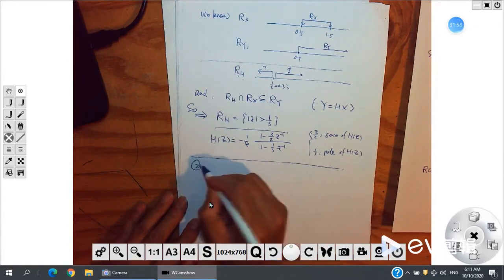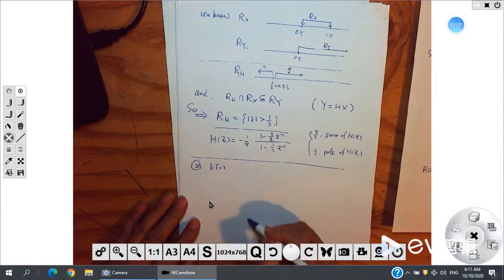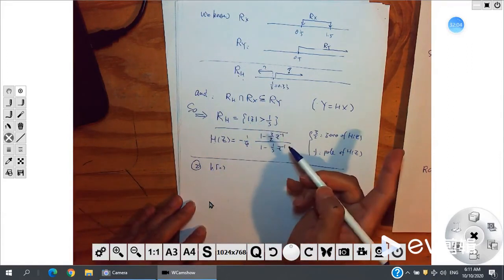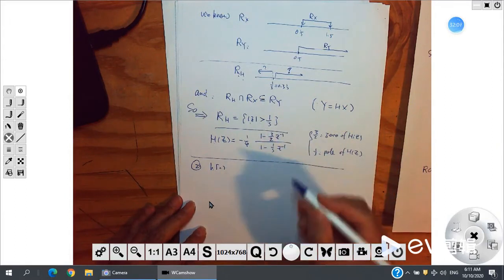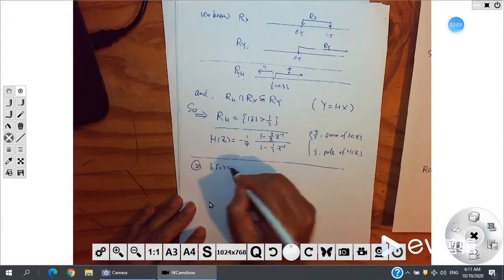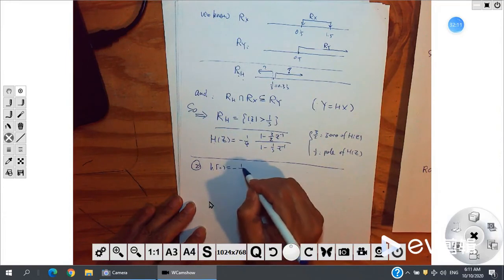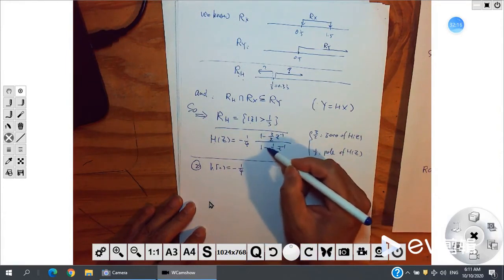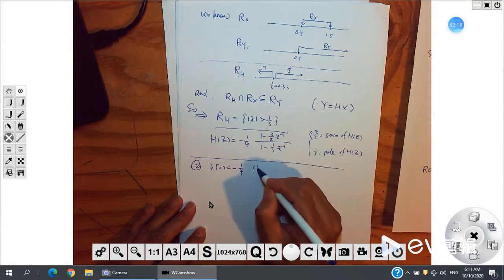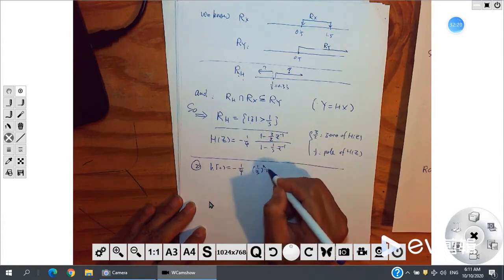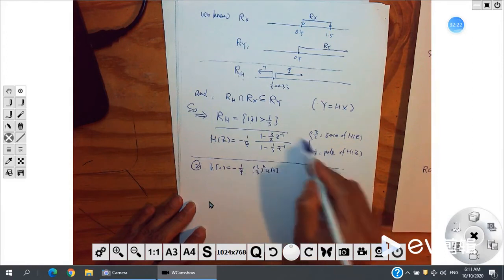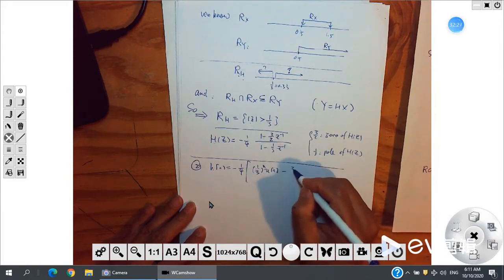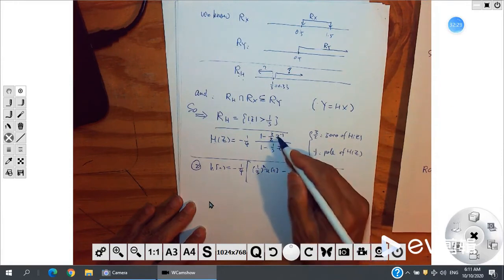Second, we want to find h of n. Then we can write it directly. We know the ROC is the larger side, so we use u of n. The coefficient is -1/4 times 1 over 1 minus 1/3, so this is (1/3)^n u of n, because the ROC is larger than 1/3. And then minus 3/2 times z to the -1.